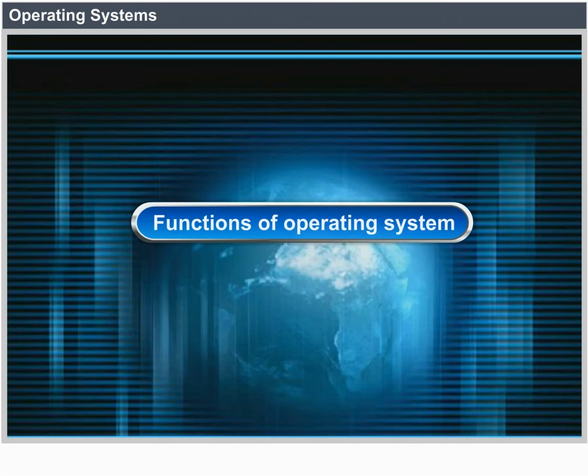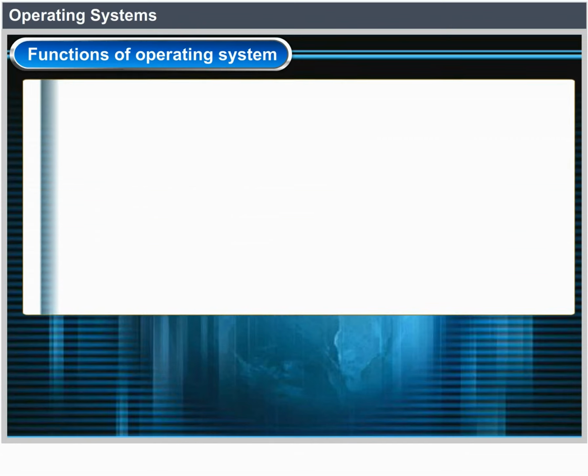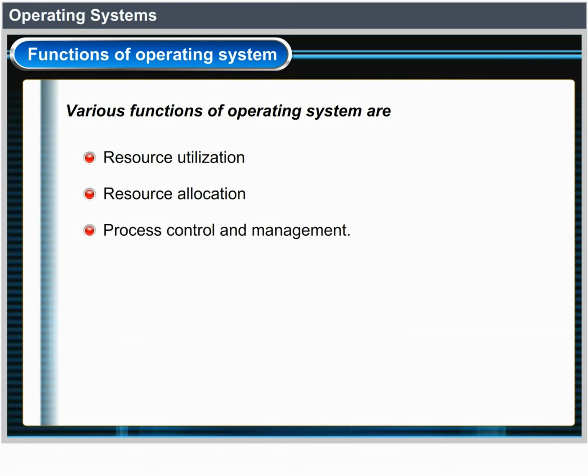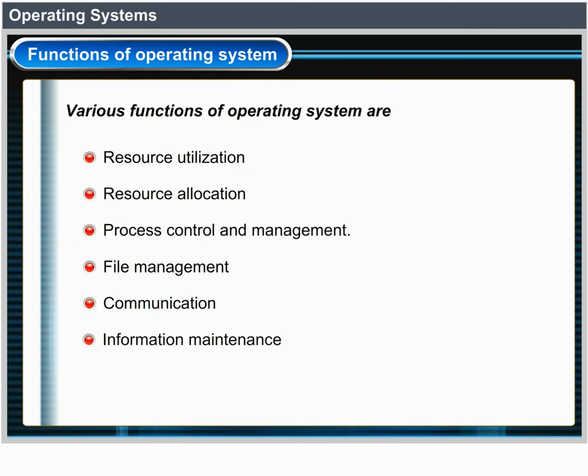Functions of operating system. Various functions of operating system are resource utilization, resource allocation, process control and management, file management, communication, information maintenance, device management.